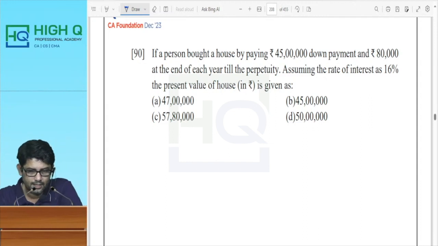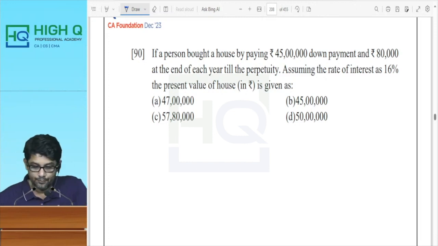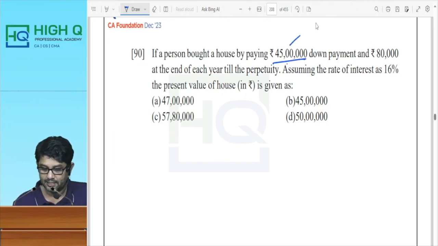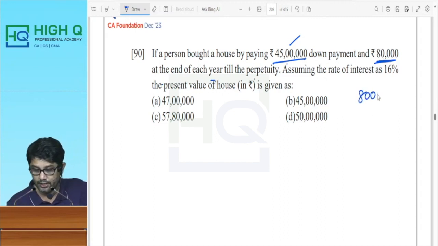If a person bought a house by paying 45 lakhs down payment and 80,000 rupees at the end of each year till perpetuity, assuming the rate of interest as 16%, what is the present value of the house? Listen here. Down payment 45 lakhs, keep it aside. And the payment is 80,000 at the end of each year till perpetuity. That means 80,000 divided by 16%.